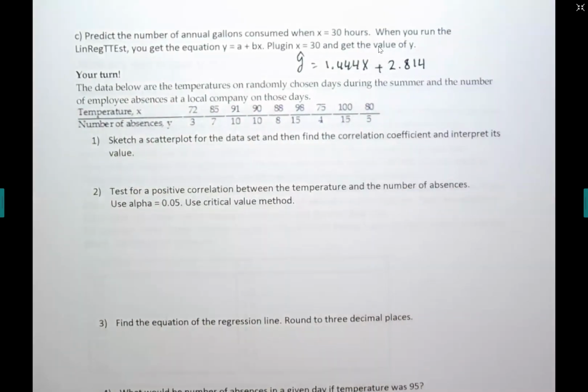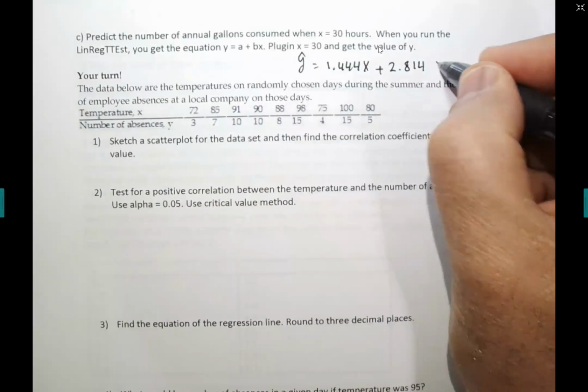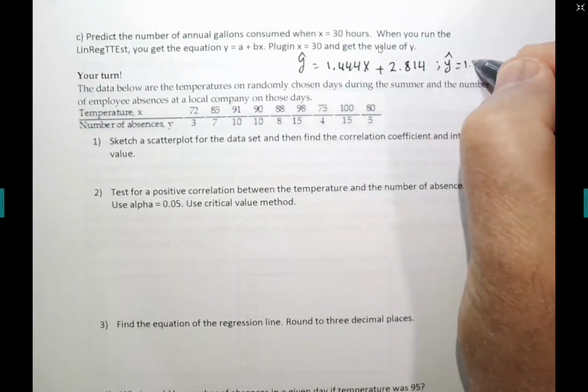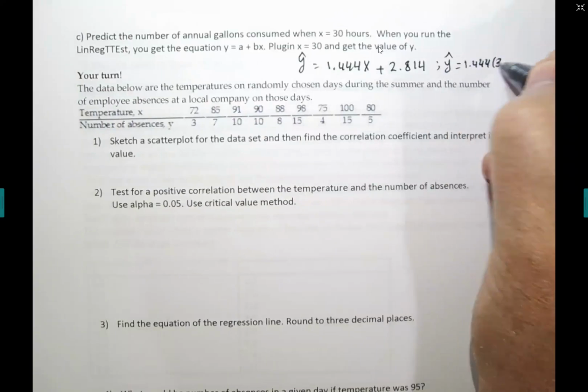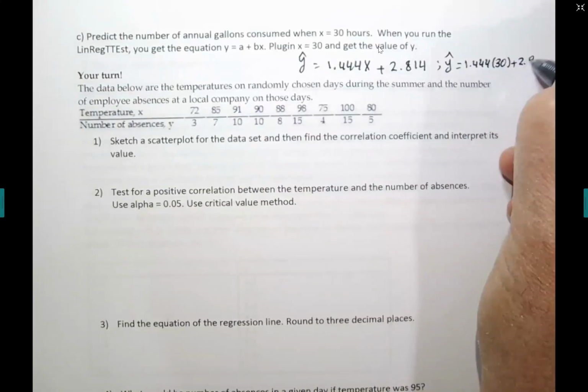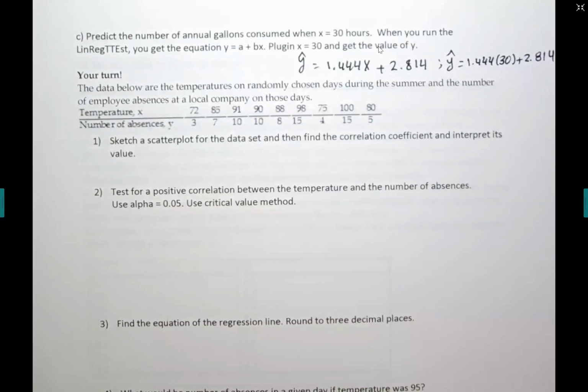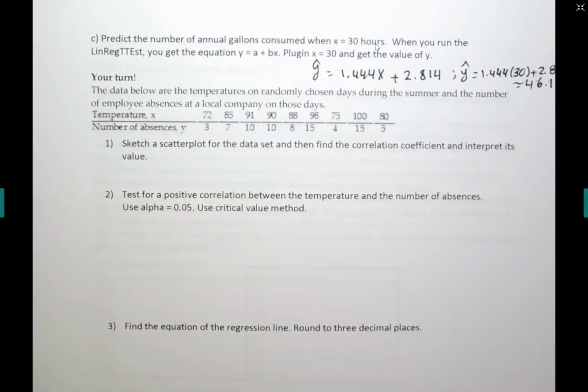Okay. He wants the Y value when X is 30. So what do I do in this case? Just like I did in the previous problem. Do you agree that we just replace X with 30? So it will be 1.444 times 30 plus 2.814. Can someone compute this for us? So we get Y hat equals 46.1 hours when X is 30.